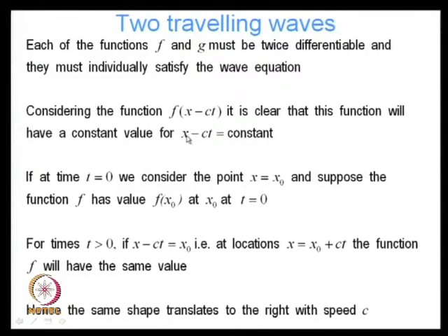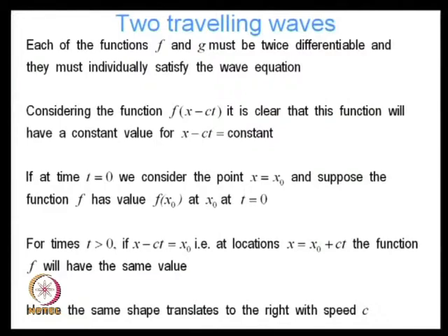For all times t greater than 0, if x − ct is equal to x_0, then at all locations given by x = x_0 + ct, the function f will have the same value. So, what does this mean physically?